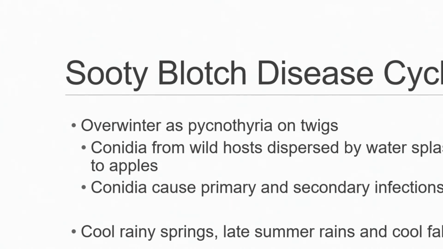The conidia are then spread by water splash or wind-blown mists through the orchard from late May or early June until fall. Sooty blotch is most severe when cool, rainy weather in the spring is coupled with late summer rains and low temperatures in early fall.